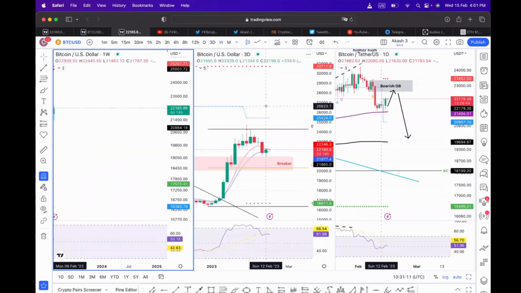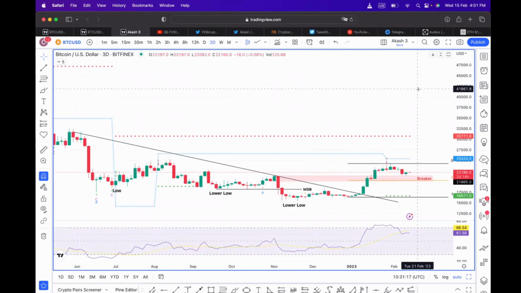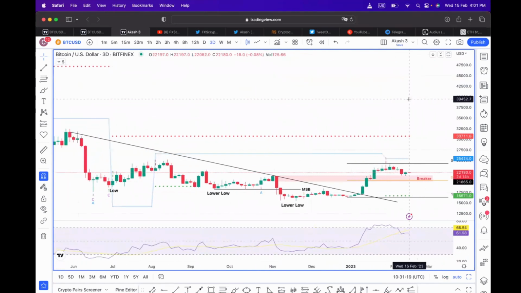Let's get into the 3-day time frame. The 3-day time frame is also interesting because you can see that the price formed a sell signal here on a 3-day time frame. The MRI indicator basically formed a sell signal.